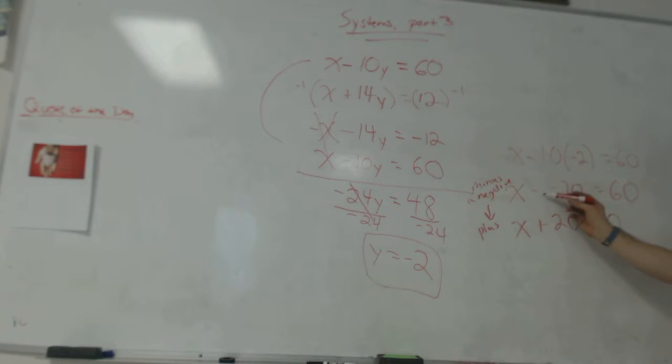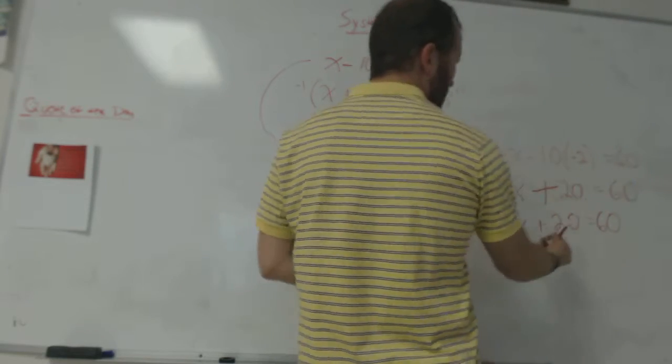Have you guys all written this? Remember, part of the way we remembered this was like this. Watch up here for a second. When we have minus and negative, they sort of combine to make a positive. Remember doing that? All right. X plus 20 equals 60.